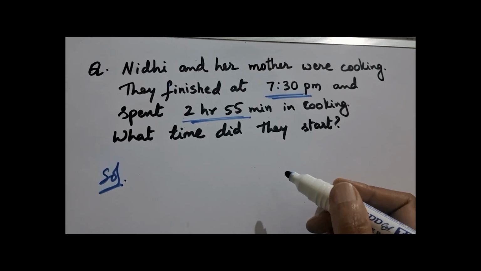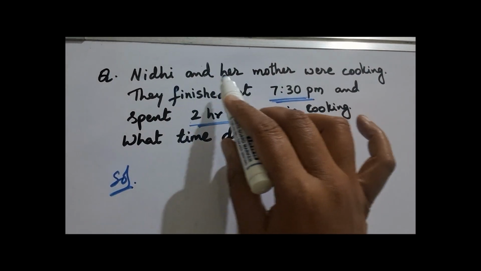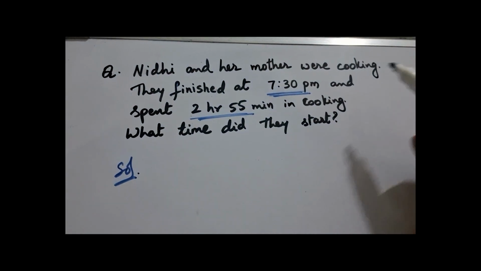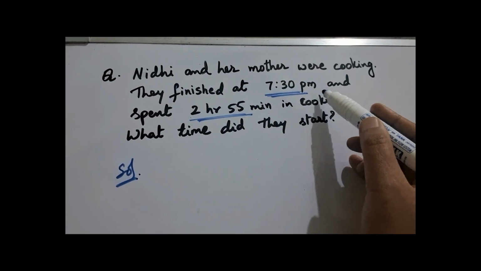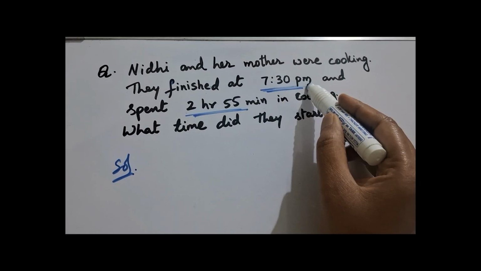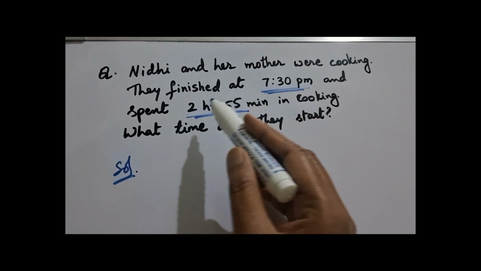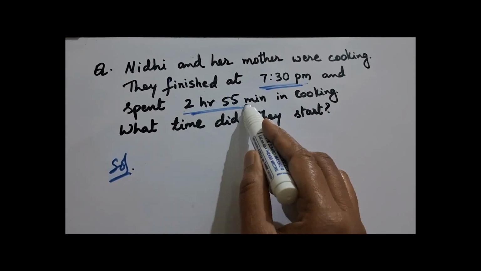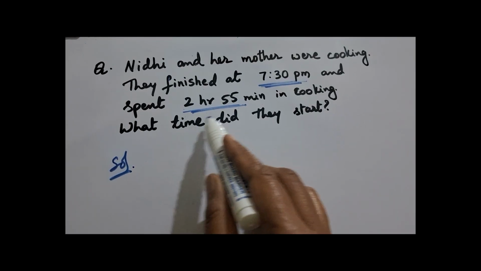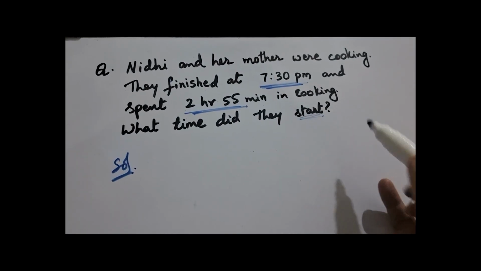Now let's solve this problem, children. Nidhi and her mother were cooking. They finished at 7:30 p.m. So finishing time is given, and spent 2 hours 55 minutes in cooking. This 2 hours 55 minutes is the elapsed time. What time did they start? We have to find the starting time.